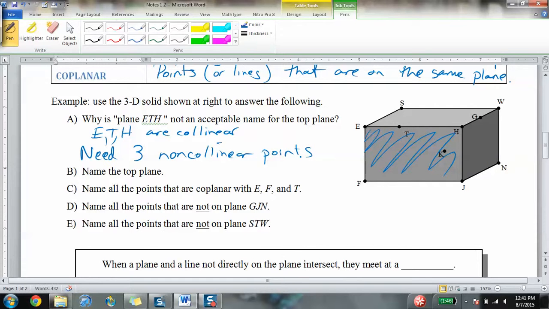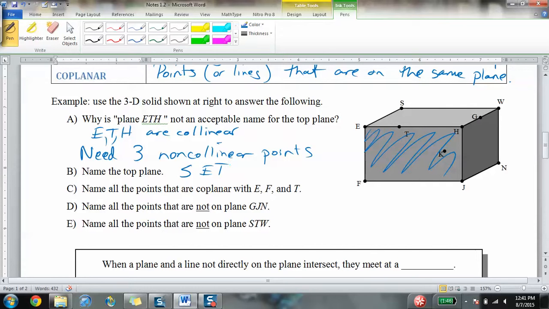So if I were to name the top plane using not those 3 points, because we just described why we can't use those, I could pick any other 3 non-collinear points on the top of the box. So I'm going to pick S, E, and T. I could call that plane SET.